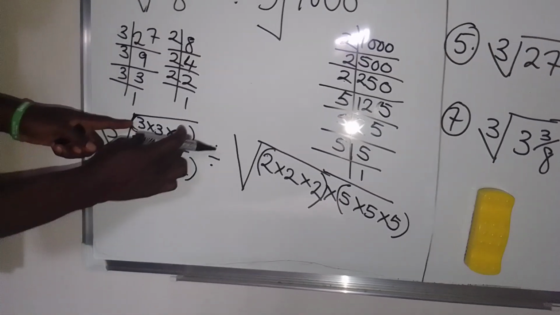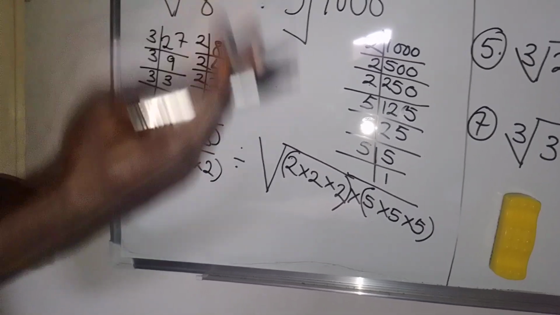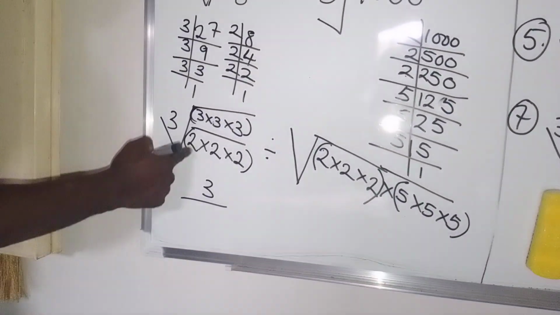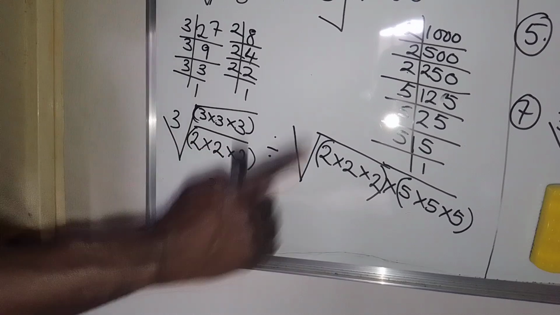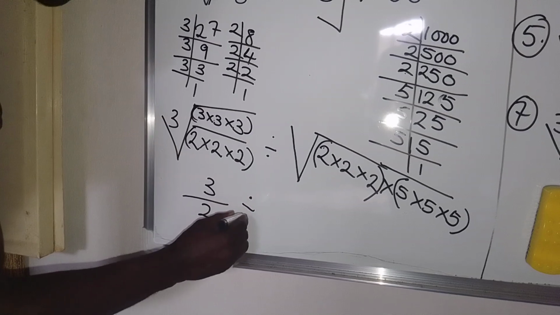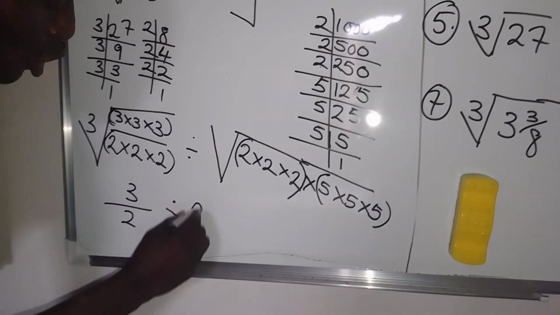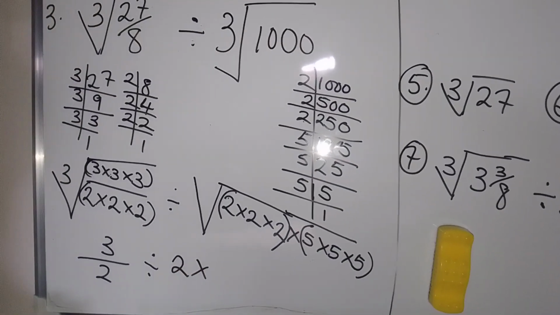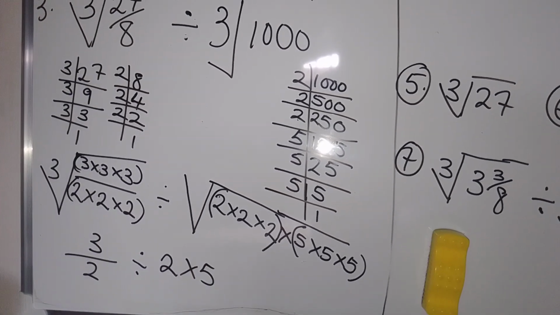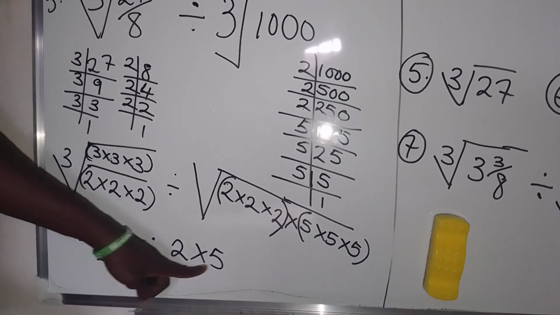Now for this group, the cube root of 27 is 3 times 3 times 3. Out of the 3 threes, I'm only picking one number, which is 3, all over 2 times 2 times 2. Out of the 3 twos, I'm only picking 1, which is 2. Divide by the cube root of 1000, which is 10 times 10 times 10. Out of these, I'm only picking 1, which is 10. So we have 3 over 2 divided by 10.